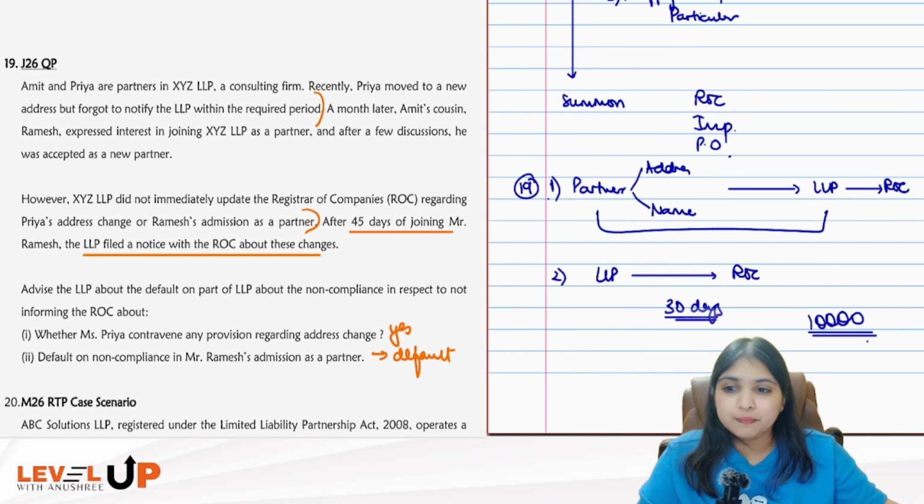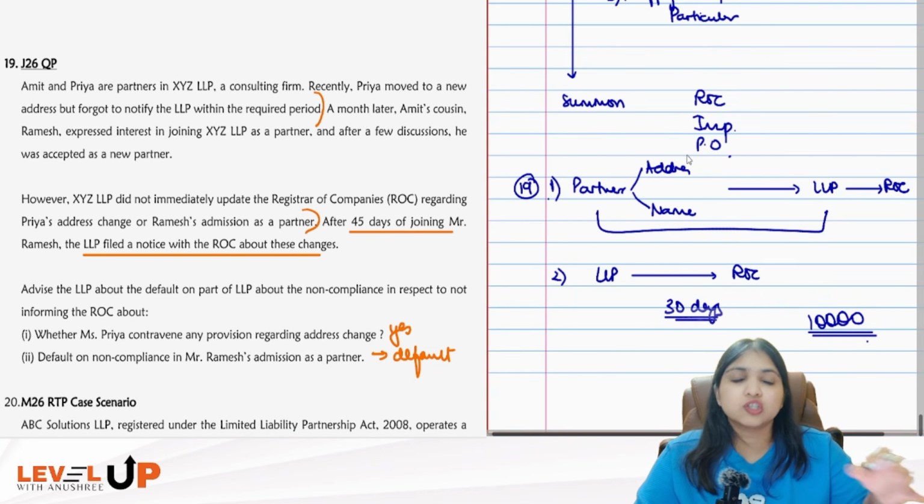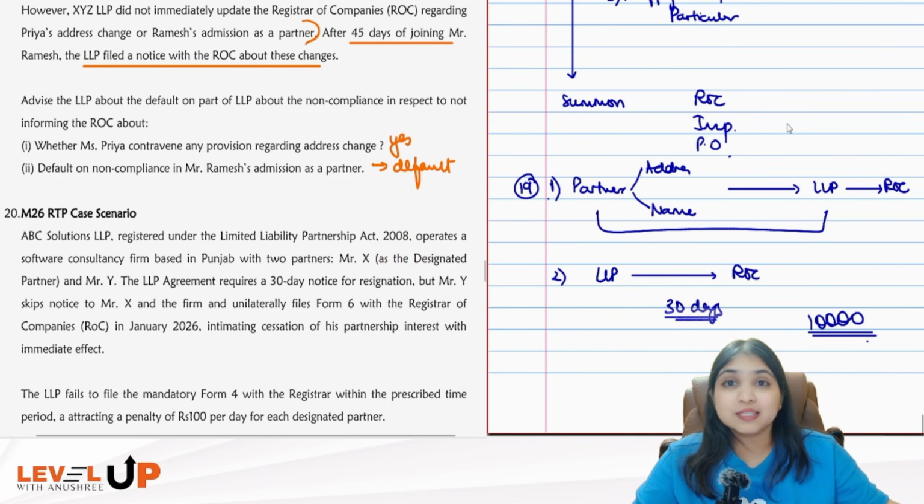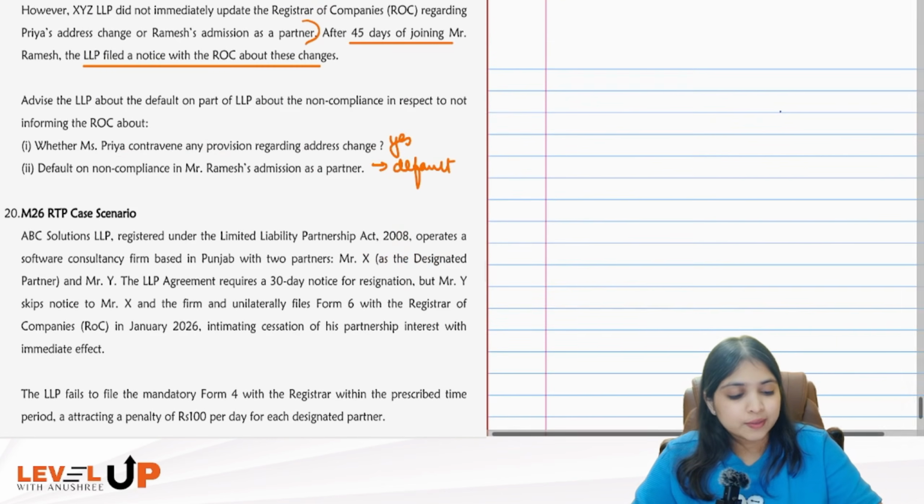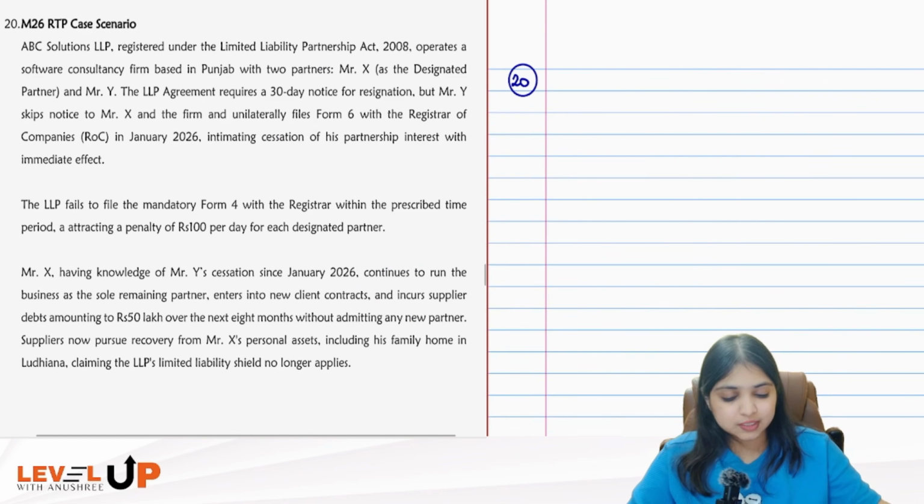If there's any non-compliance over here, the LLP, the designated partner, and the partner who has not informed the LLP about the change, all of these will be punished with 10,000 rupees penalty. Okay, this was question number 19. Now come to question number 20. It's a case-based MCQ on LLP Act. Let's read the question first.